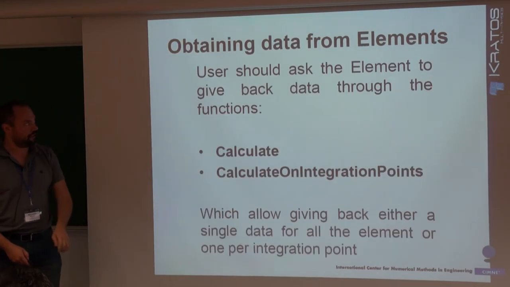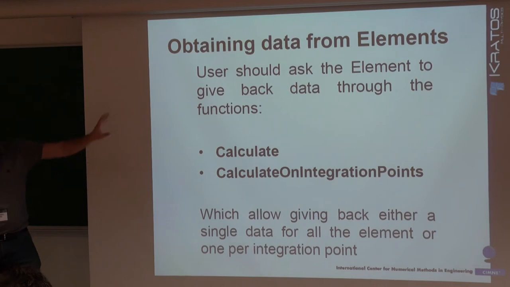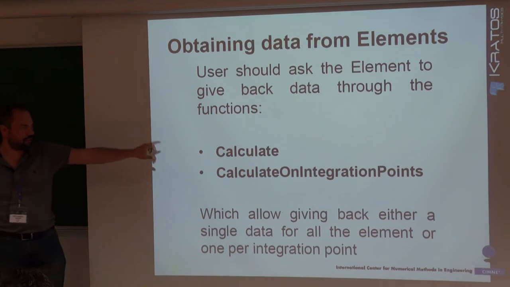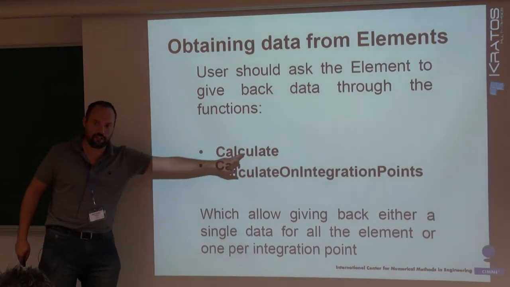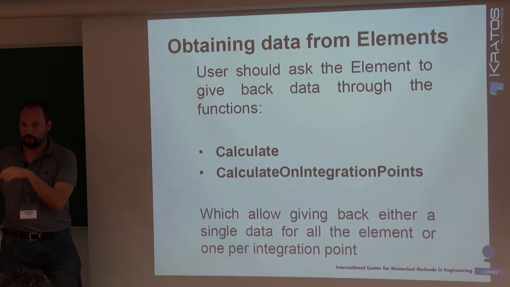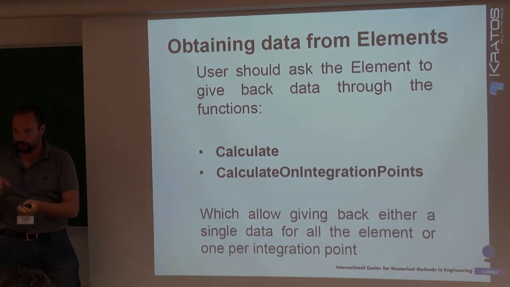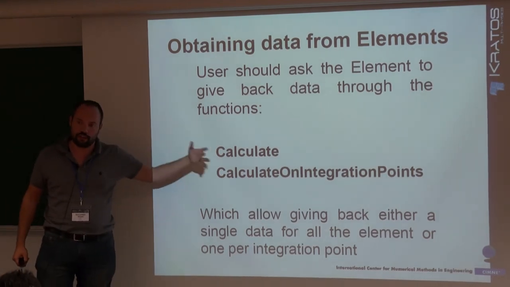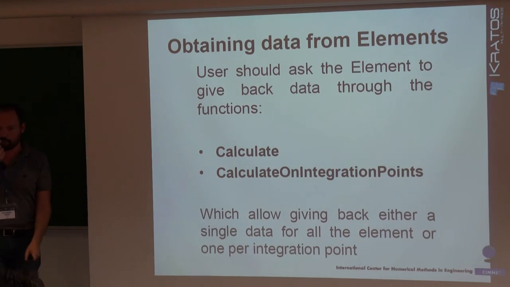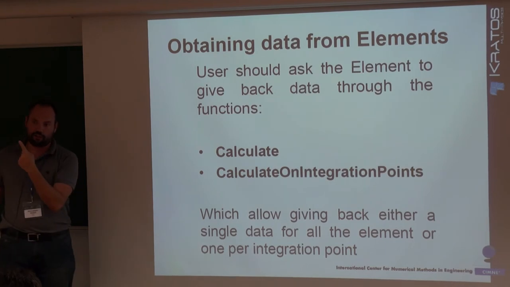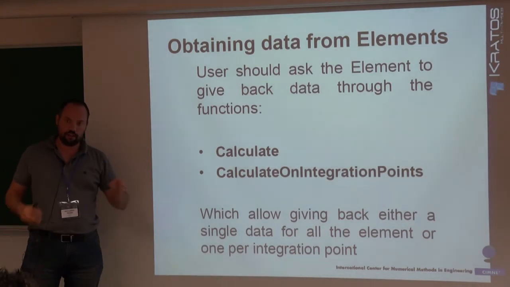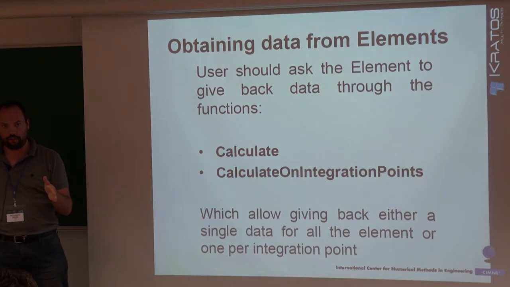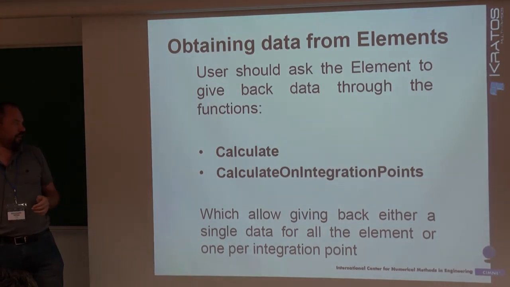That's what I'm telling here. Now, if you need to obtain data from the element, there are two interfaces for that. One interface is Calculate, to get one single value from an element. The output is controlled by a variable. And there is also a function, Calculate on integration points, that gives you back the result you want, again controlled by a variable, but not one single result for the element, rather one result for every Gauss point of the element.